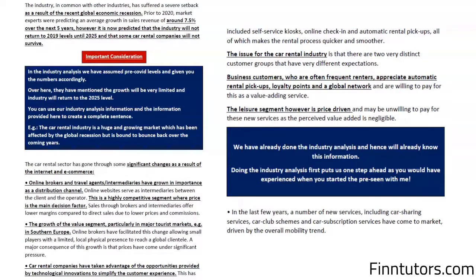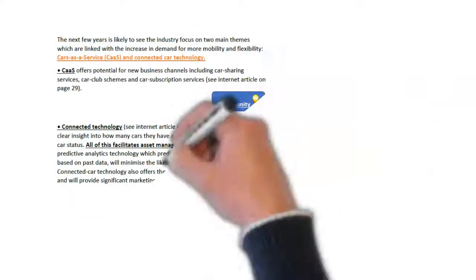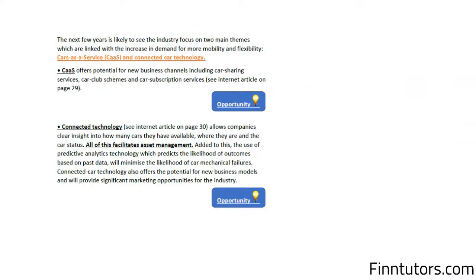In the last few years, a number of new services, including car sharing, car club schemes, and car subscription services, are also coming up. This is something that we can look at. So they are now also speaking about another couple of opportunities as part of the industry analysis. They say that over the next few years, the industry is likely to focus on two main themes. The first is car as a service technology, which offers potential for new business channels like car sharing, car club schemes, and car subscription services. So these are the opportunities which will be available, which we've spoken about.